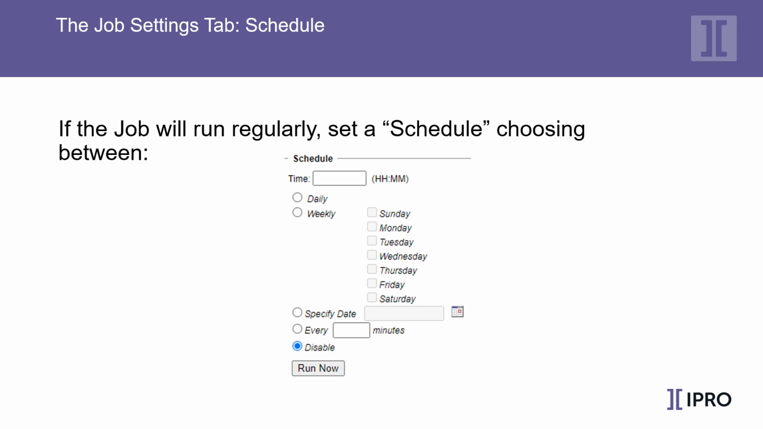The next item on this tab is to set a schedule. Here you can select the time of day and then choose between daily, weekly, and/or specify a date or every X number of minutes. You can also choose to run now if you wish to run the job immediately.